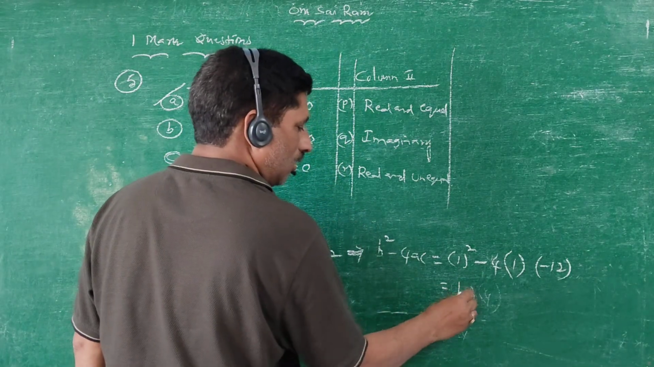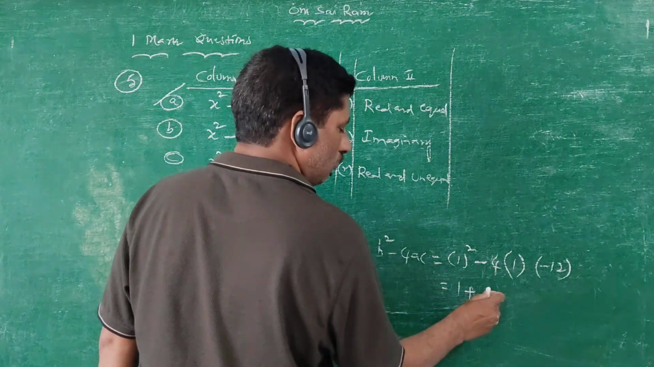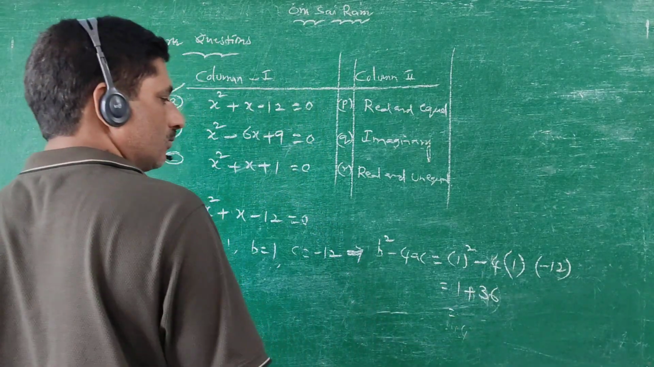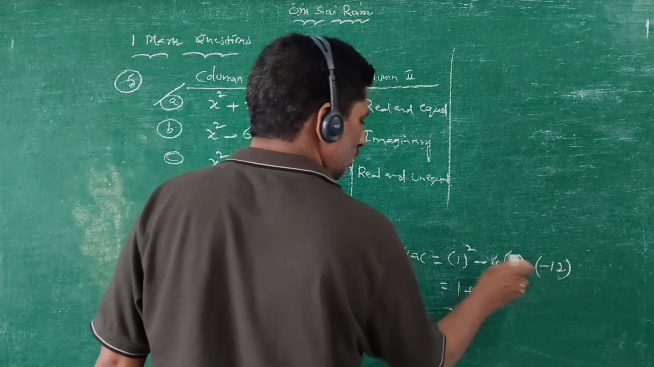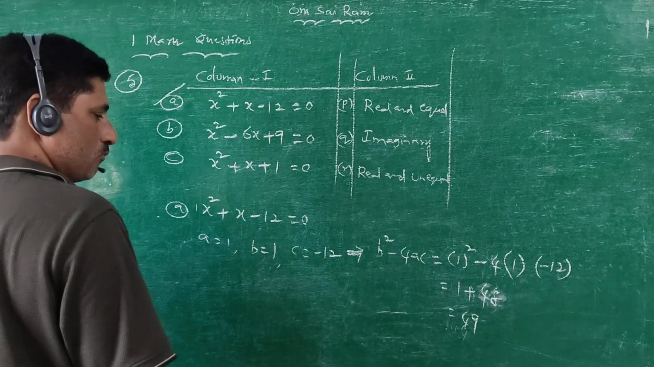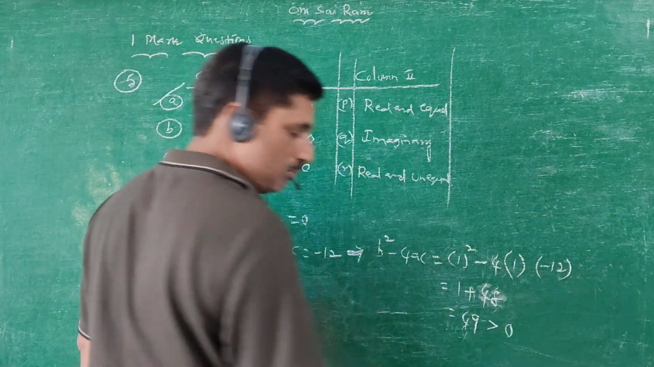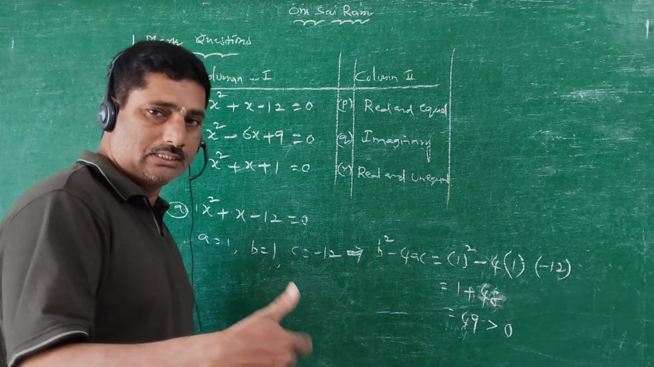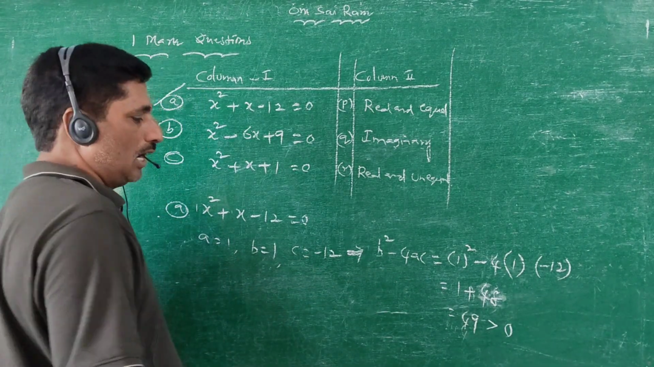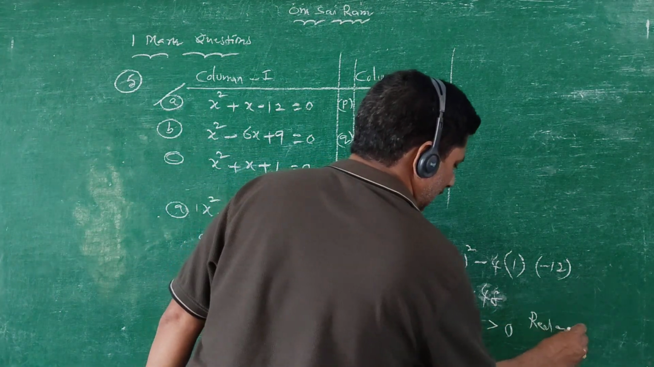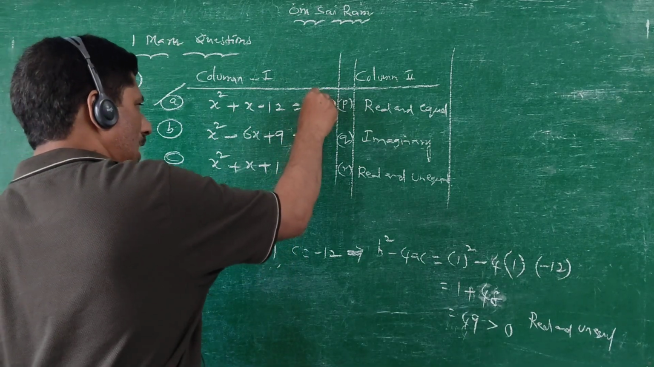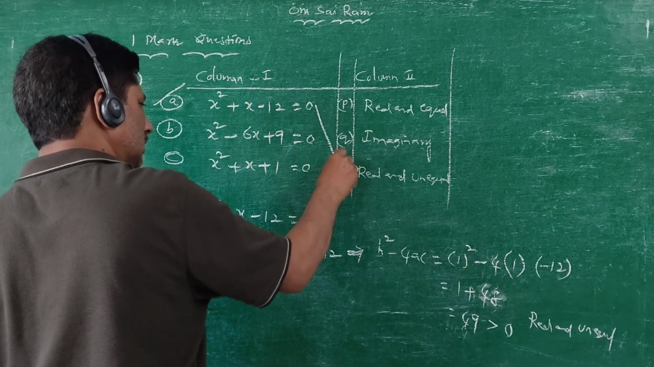So what is 1 square? 1. Minus into minus plus, 12 4s are 48, plus 1 is 49, which is greater than 0. Positive value, which is greater than 0. So if the discriminant is greater than 0, I mean positive value, the roots are real and unequal. So the A option is R. We have to match that A with the R.